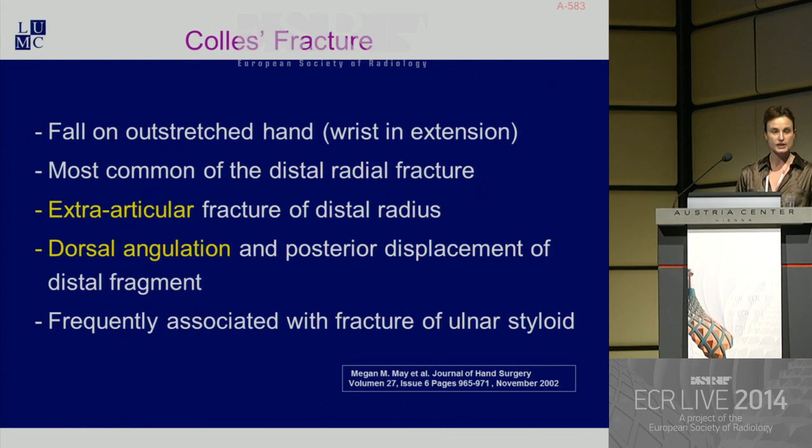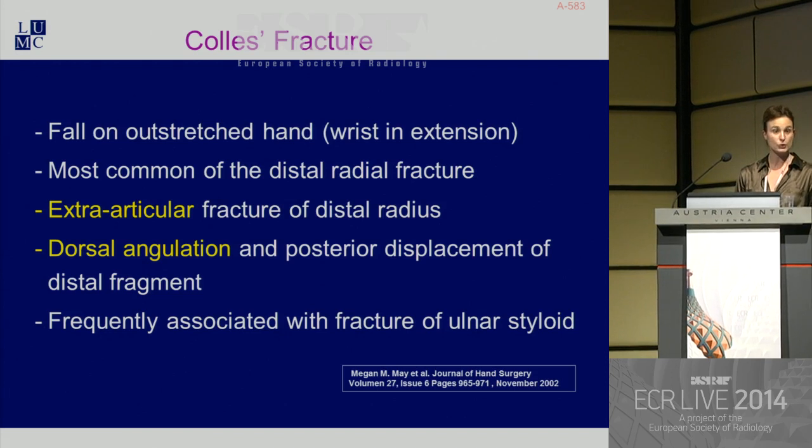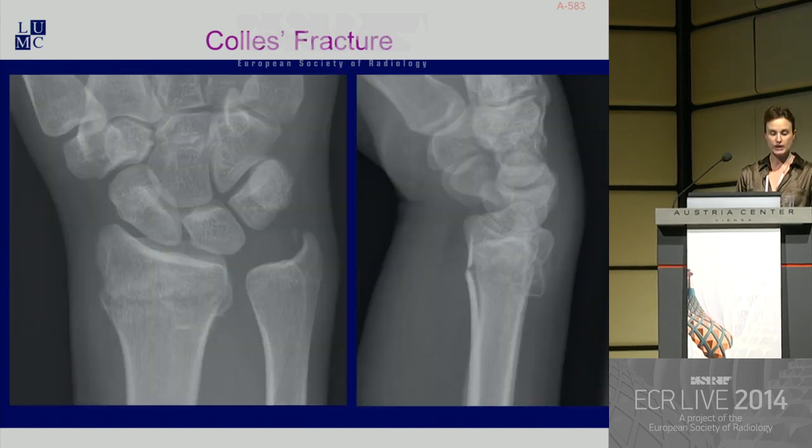So now we are going to move to the most frequent fracture of the distal radius, which is the Colles fracture. This is, per definition, an extra-articular fracture of the distal radius, where you can also see a dorsal angulation and posterior displacement of the distal fragment. And in many cases, but not always, there is also an associated fracture of the distal ulna. The mechanism of the injury is the mechanism I explained before, so fall on a palm with the wrist in hyperextension.